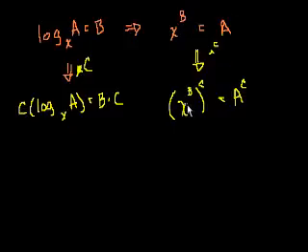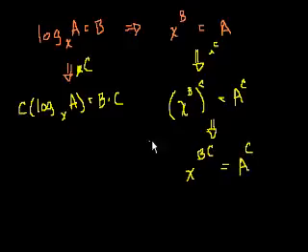And what do we know about when you raise something to an exponent and you raise that whole thing to another exponent? What happens to the exponents? Well, that's just an exponent rule, and you just multiply those two exponents. So this implies that x to the bc is equal to a to the c. What can we do now? Let's not take the logarithm of both sides. Let's write this as a logarithm expression.